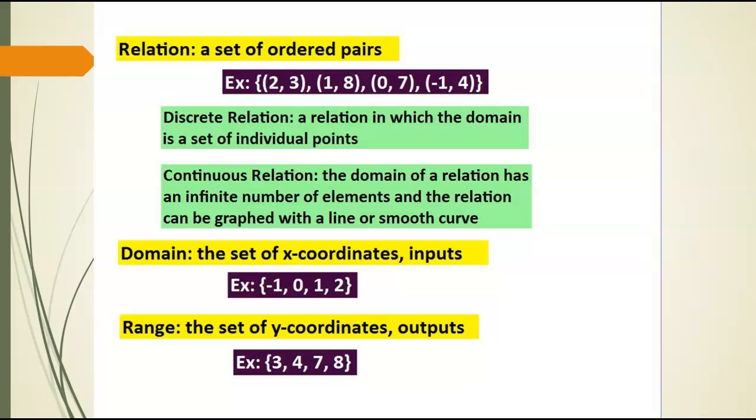The domain is the set of inputs. Oftentimes, these are the x coordinates. A range is a set of outputs. Oftentimes, these are the y coordinates.